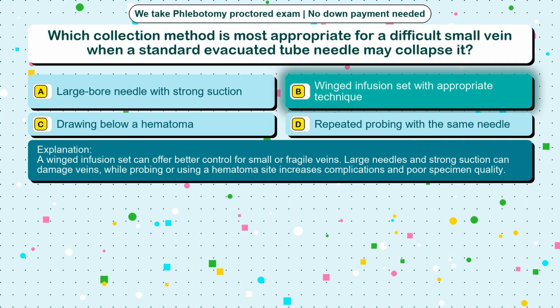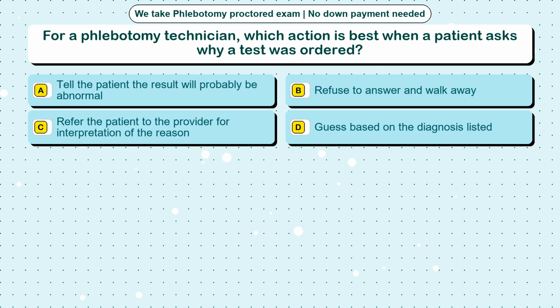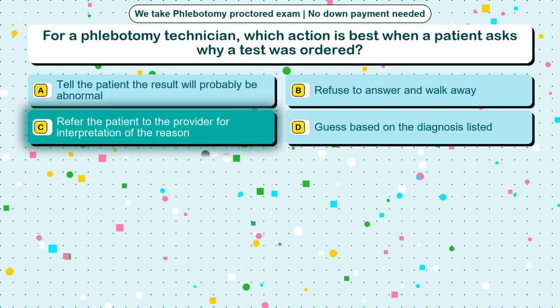Question 43. For a phlebotomy technician, which action is best when a patient asks why a test was ordered? Option A. Tell the patient the result will probably be abnormal. Option B. Refuse to answer and walk away. Option C. Refer the patient to the provider for interpretation of the reason. Option D. Guess based on the diagnosis listed. The correct answer is option C.